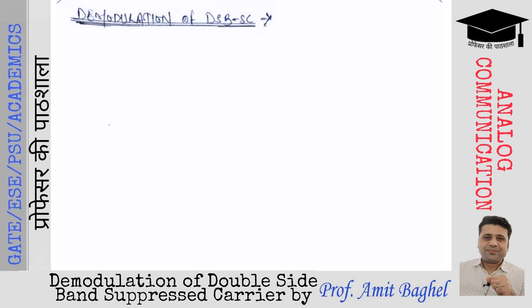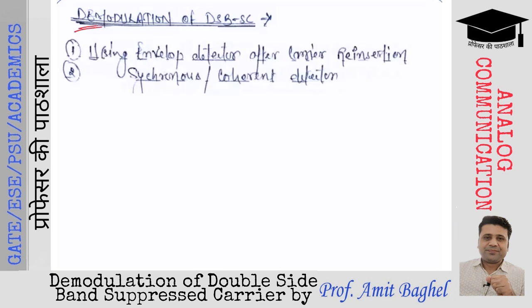Demodulation of DSBSC signal. Can we demodulate the DSBSC signal? Of course, the DSBSC signal will be demodulated at the receiver side, and this happens by two methods. Either one of the methods will be applied to demodulate the DSBSC signal. Method number one is using the envelope detector after carrier reinsertion.